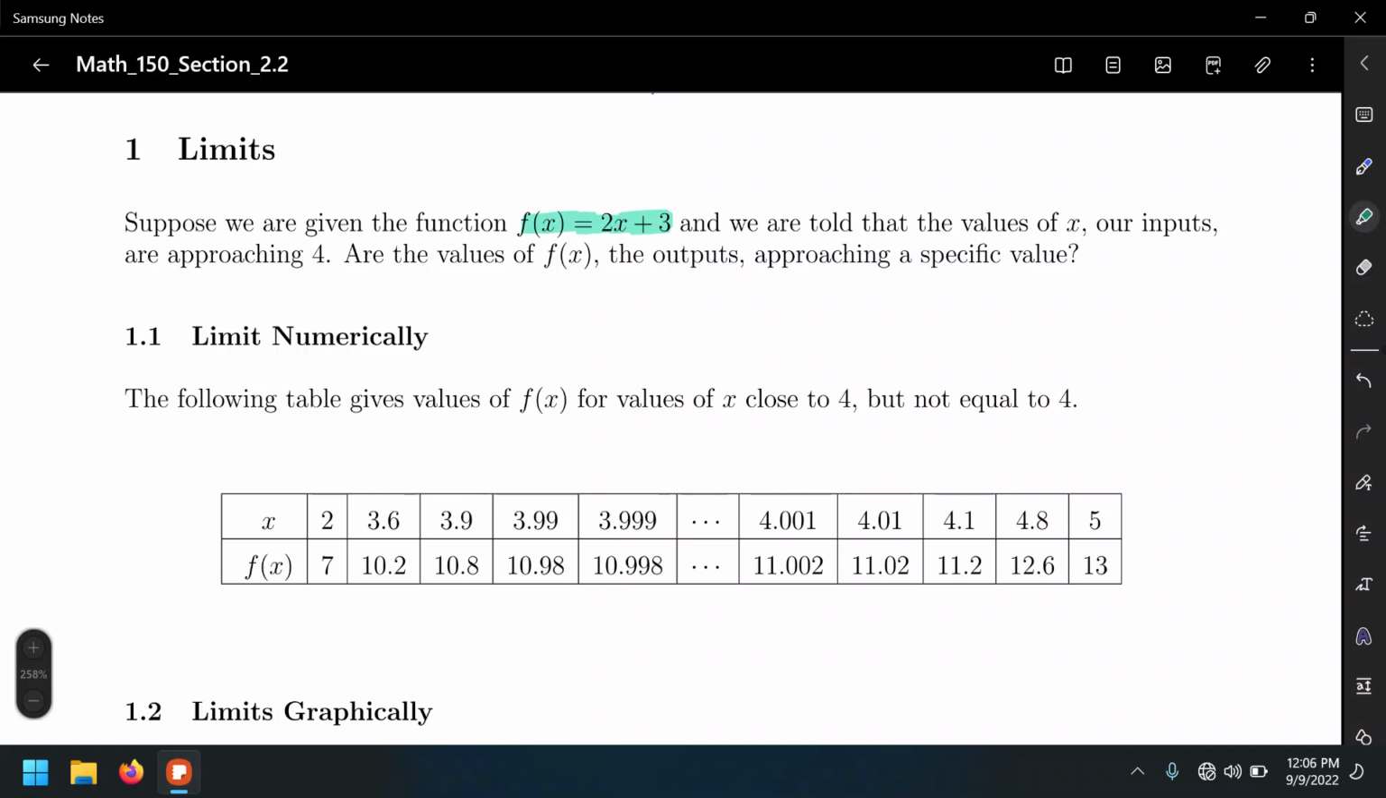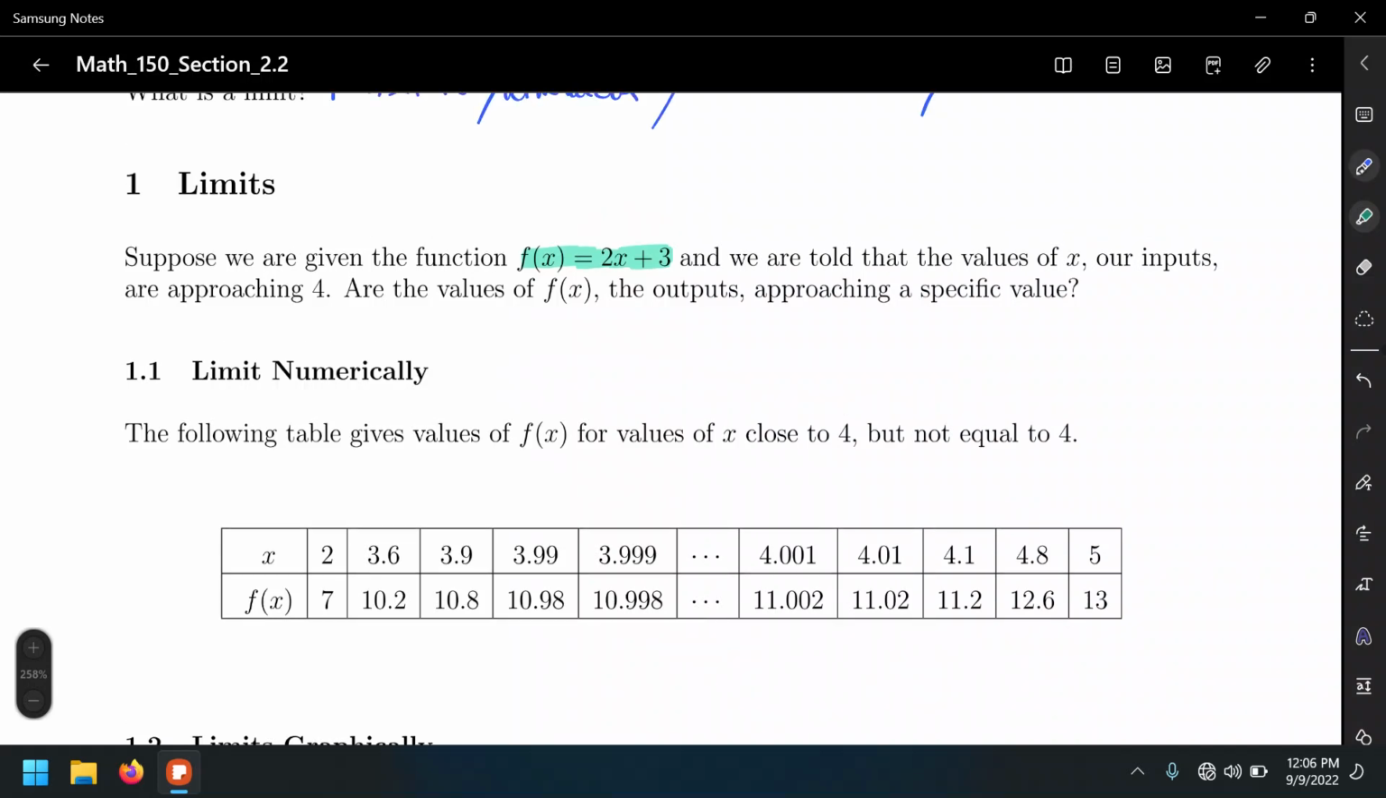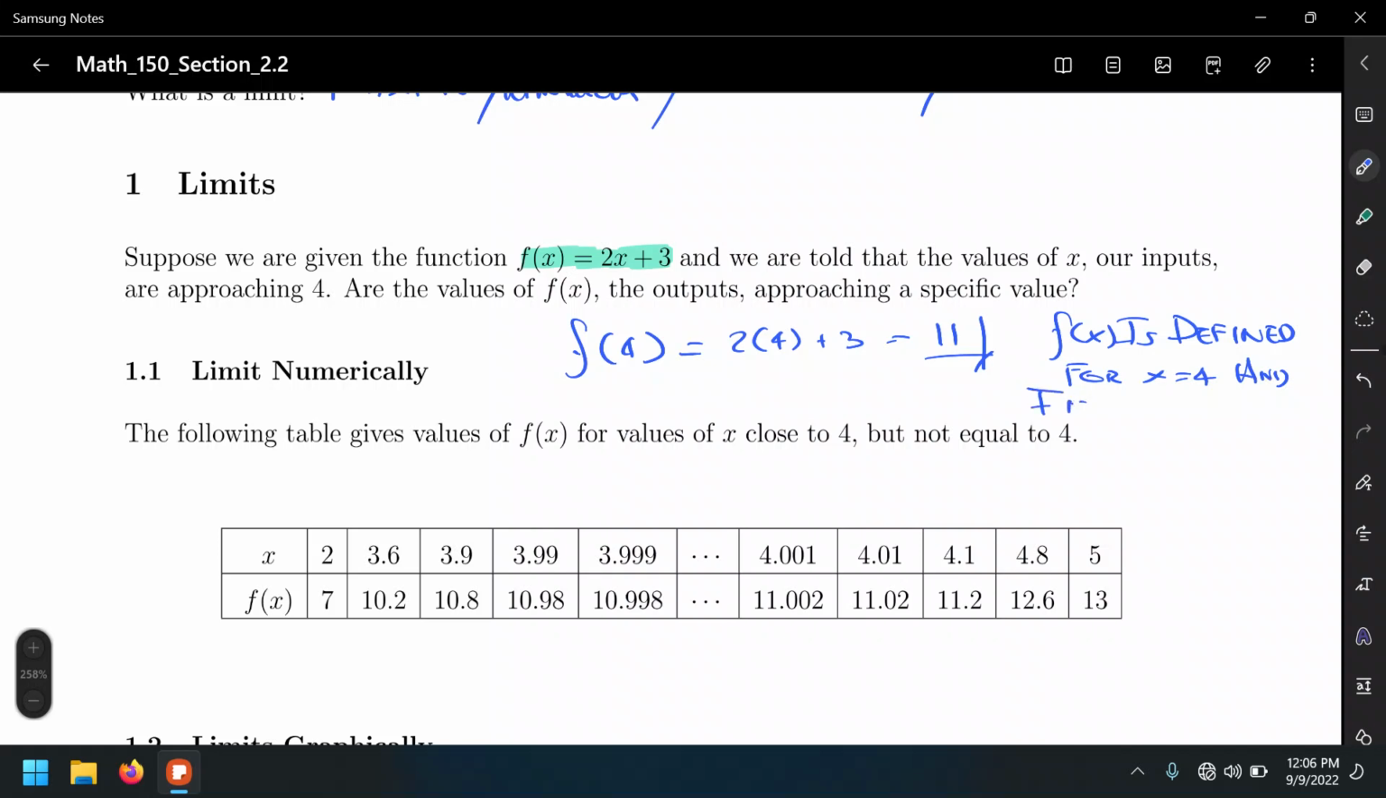And what are the values? The outputs approaching in this case. So we're going to approach a specific value. Number 1, this is what we did in intermediate algebra: f of 4. What does f of 4 mean? What do we do when we see this notation? You plug it in, replace. Whenever we see the letter x, replace. So that's 4 plus 3 equals 7. All right? This is what we did. So the function is defined. That's what we say in intermediate algebra. The function f of x is defined for x equals 4 and its value is 7. That's how we interpreted these results back in algebra.